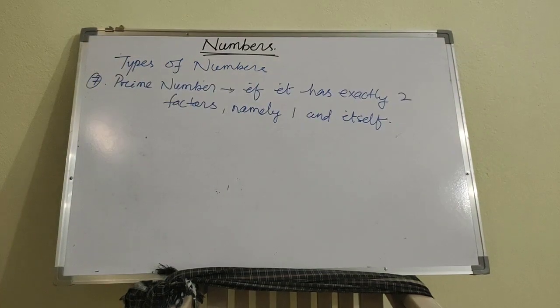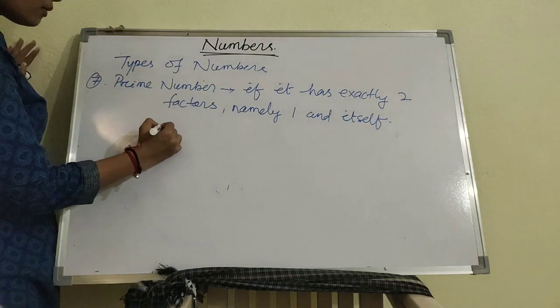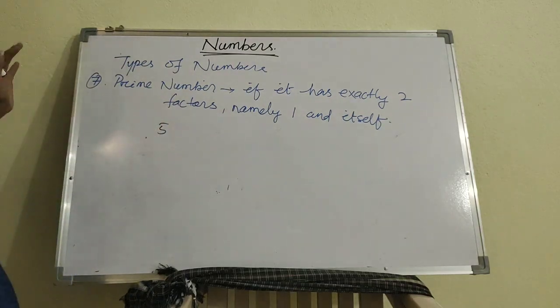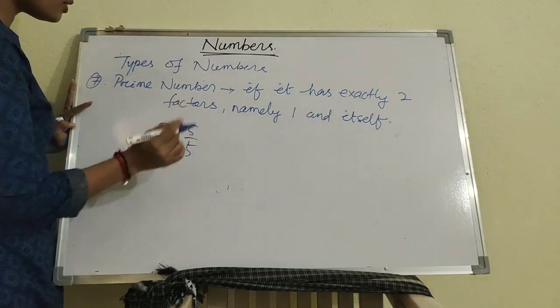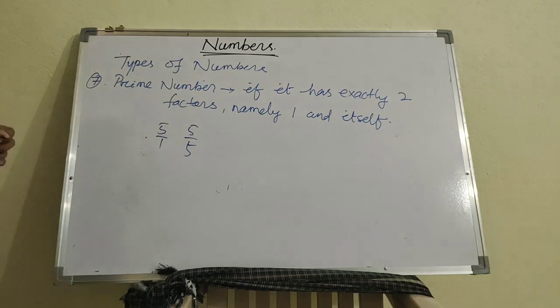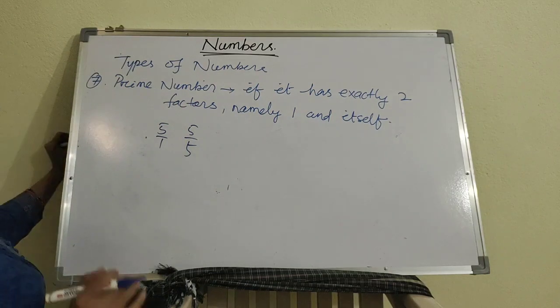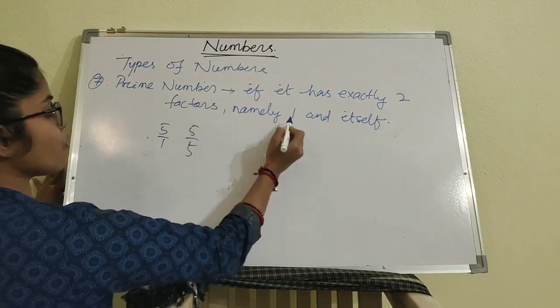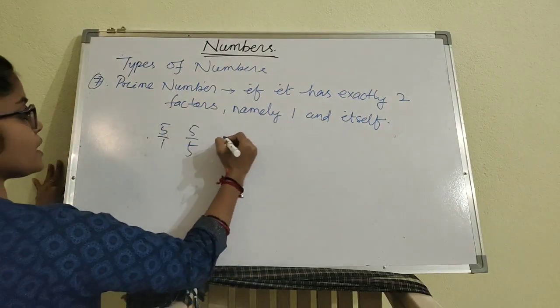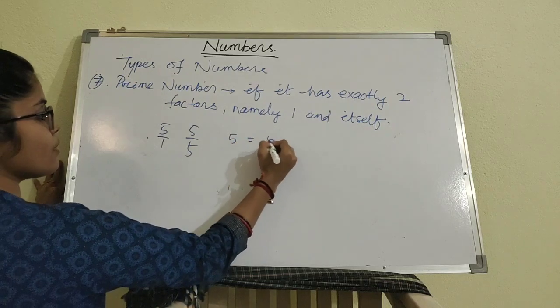So the next topic is prime number. So how to find out a prime number? A prime number is a number having only two factors, 1 and itself. Suppose 5. 5 cannot be divisible by any other number except 1 and 5. So 5 is a prime number. It means it has exactly two factors, namely 1 and itself. So the factors of 5 are 5 and 1.